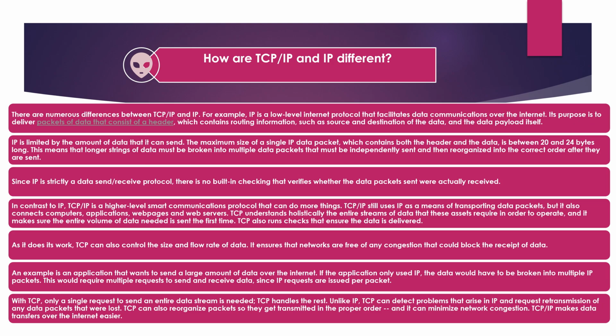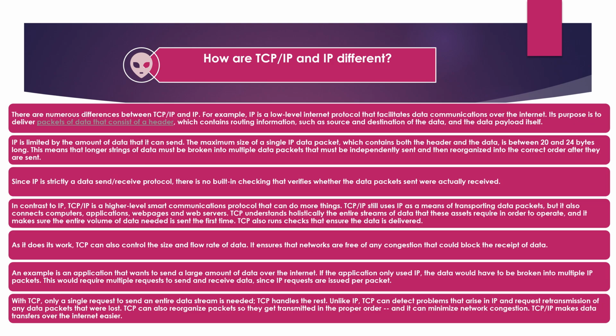It ensures that networks are free of any congestion that could block the receipt of data. An example is an application that wants to send a large amount of data over the internet. If the application only used IP, the data would have been broken into multiple IP packets. This would require multiple requests to send and receive data, since IP requests are issued per packet. With TCP, only a single request to send an entire data stream is needed.